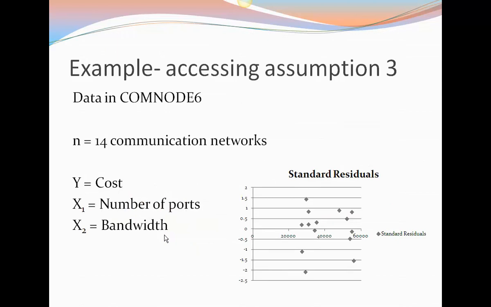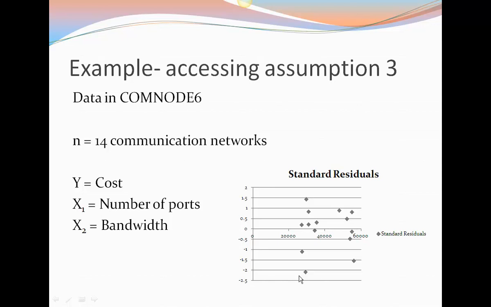Here's the example using my ComNodes 6 data, which gives me information on 14 communications networks. Here I'm looking at their cost based on the number of ports and the amount of bandwidth. And I can see my standardized residuals there. I can't really tell just by looking at them if there's a real pattern. So I'm going to see, do any of them fall outside? I mean, I can look and I don't see anything out of +2.